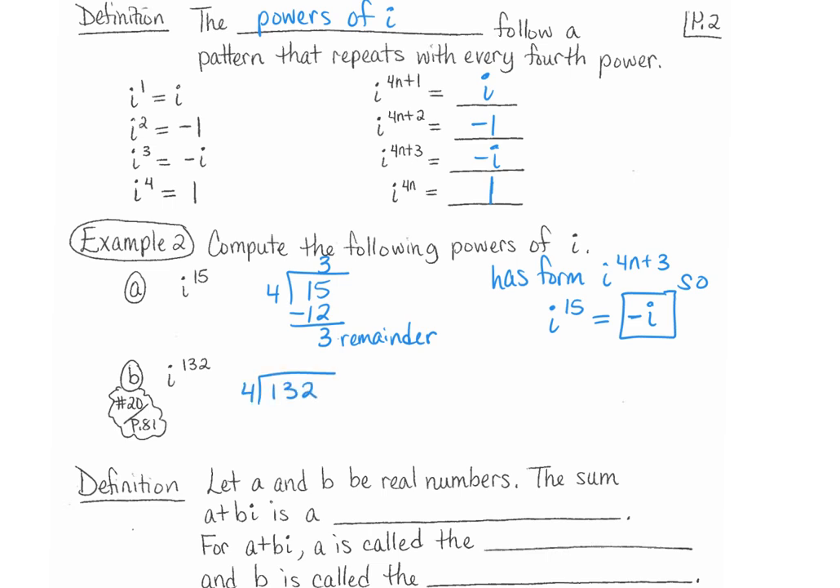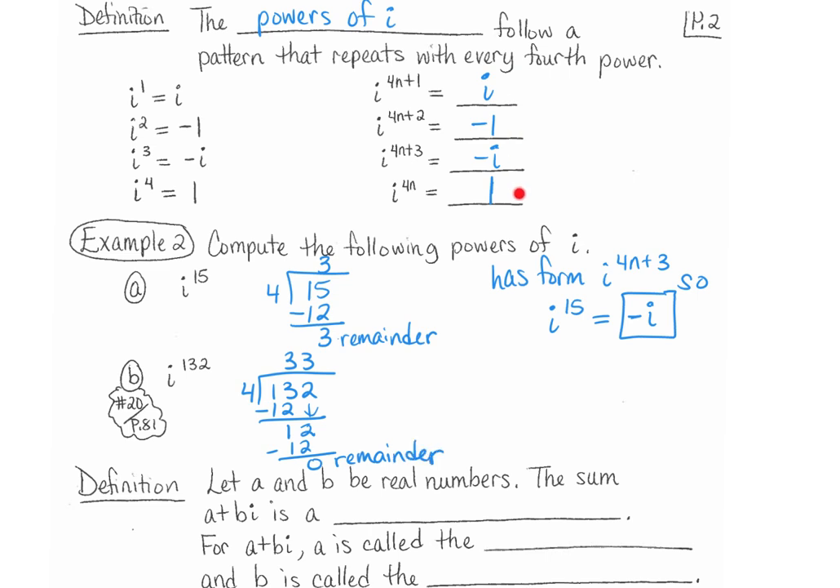So we do 132 divided by 4. 4 doesn't go into 1, but 4 goes into 13. How many times? 3 times. 3 times 4 is 12. 13 minus 12 is 1. Bring your 2 down. 4 goes into 12 how many? 3. 3 times 4 is 12. 12 minus 12 is 0. That is our remainder.